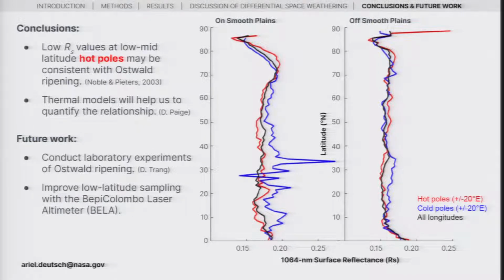In addition, there's some future work going on. David Trang has a grant to be looking at the process of Ostwald ripening in the lab for Mercurian samples under mercury-relevant conditions. So we're very much looking forward to understanding how and when this process could occur. And then, of course, continuing to get more data in these lower latitude regions where you have very distinct variations in the temperature is something that we really look forward to with Bepi Colombo.